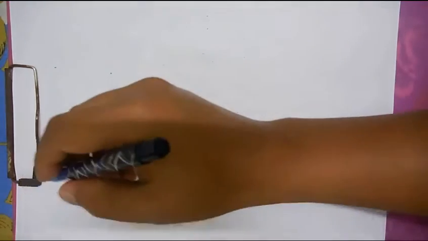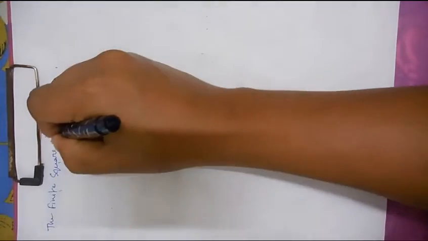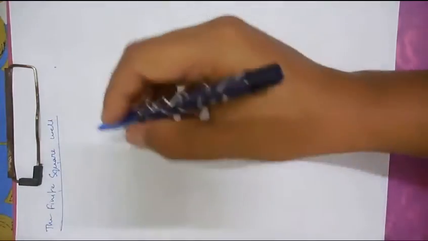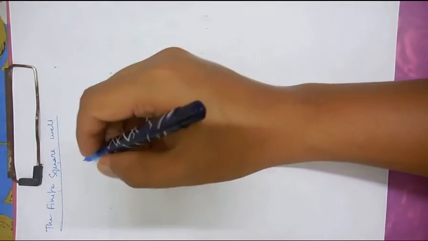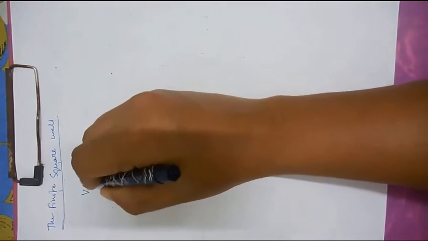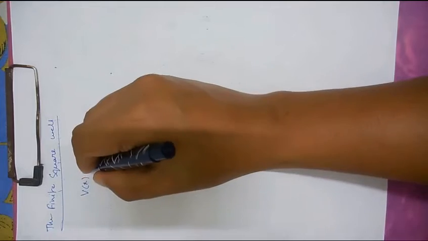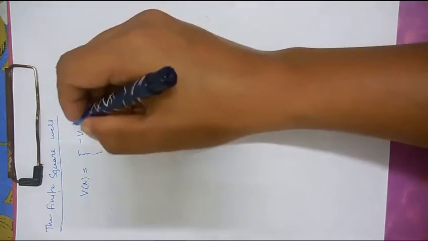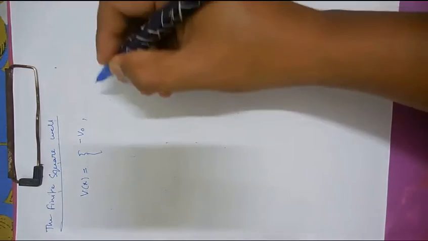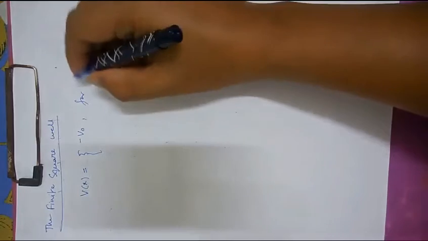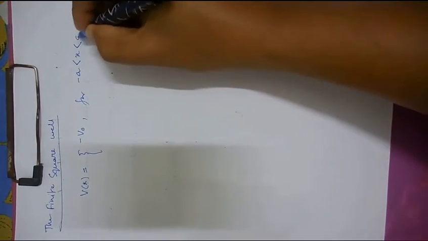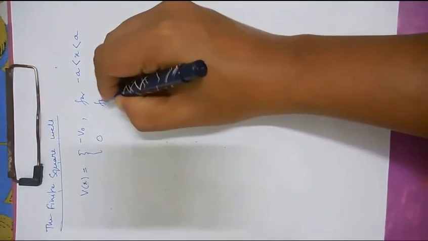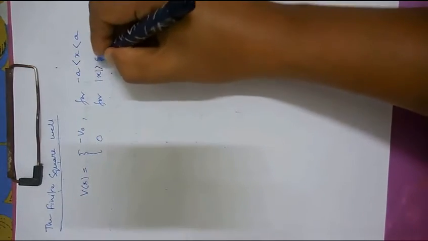So this time we will discuss the finite square well. First let me define what a finite square well is. From the name you can guess that the potential is finite somewhere. It is minus V0, as I am calling it a well, for minus a to a, and 0 for the other region.